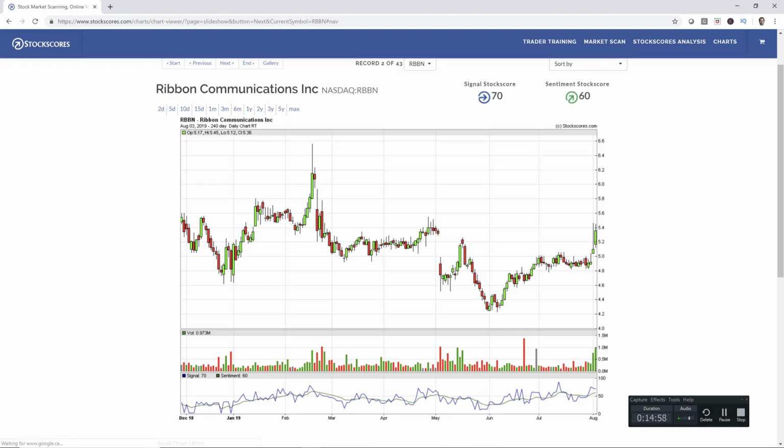Moving along, I just hit the right arrow key and I can go to the next chart. Here we have Ribbon Communications. What I like here is that the cycle of falling tops has been broken. We have good volume coming in from a rising bottom. You can see the bottoms are rising. That means optimism is coming in. This is a pretty good chart.